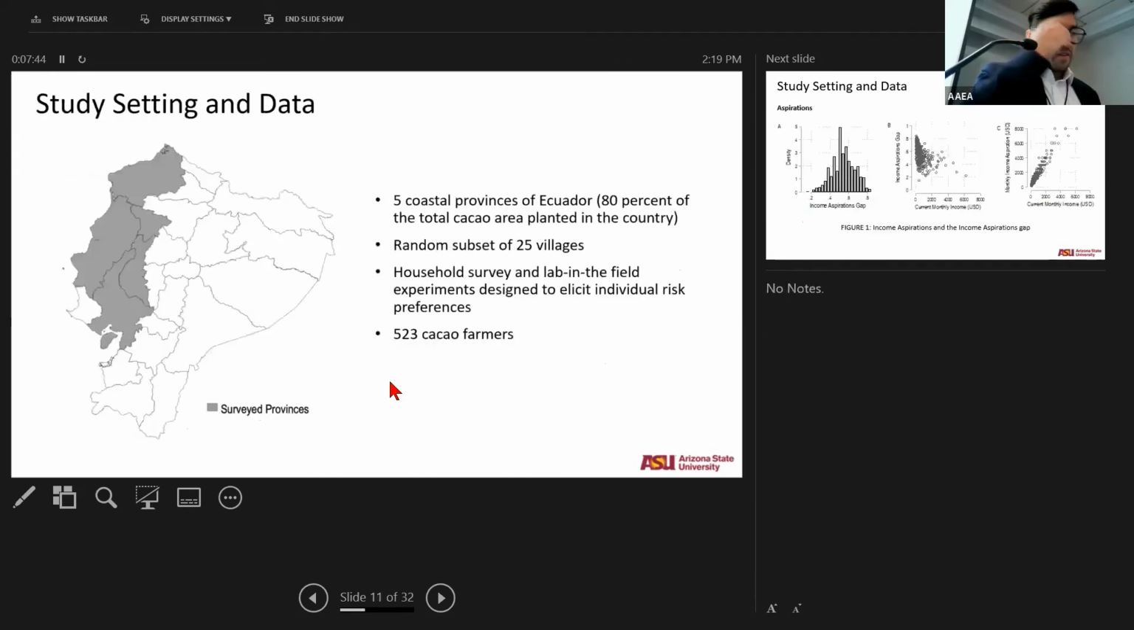We conduct this in 5 provinces of Ecuador. Ecuador is one of the largest producers, the 3rd or 4th largest producer of cacao in the world, but it's the largest producer of this specific type of cacao called specialty cacao. So we have a representative sample of around 523 farmers from 25 villages.